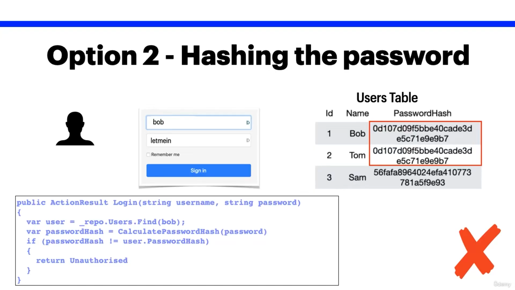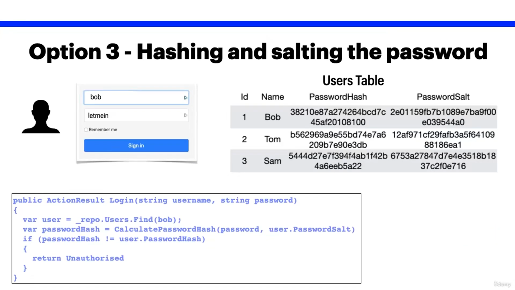When it comes to working out if the user's typed in the correct password, then we can simply calculate the password hash and compare it with the hash that we're storing in our database. And that's what we would do, but like I say, this is still not good enough. Option 3 is hashing and salting the password.